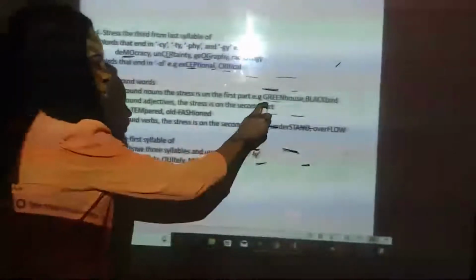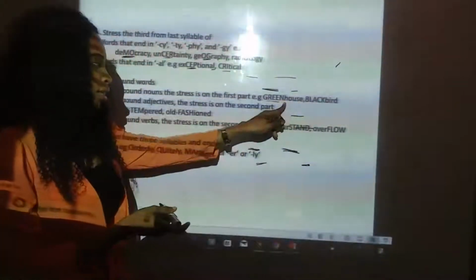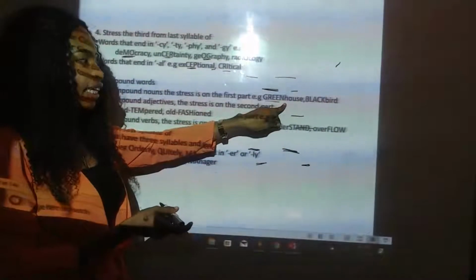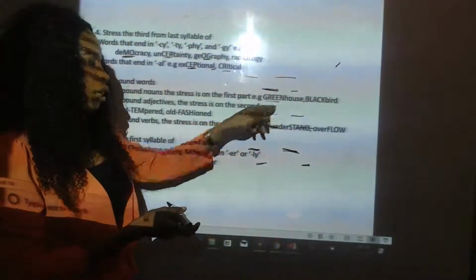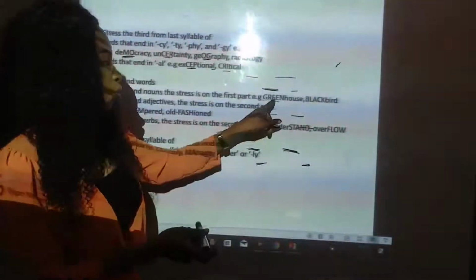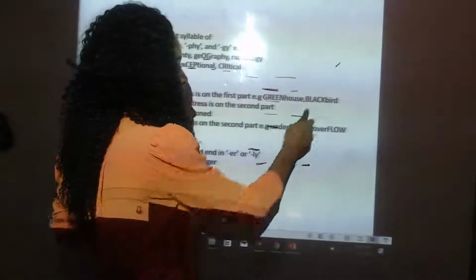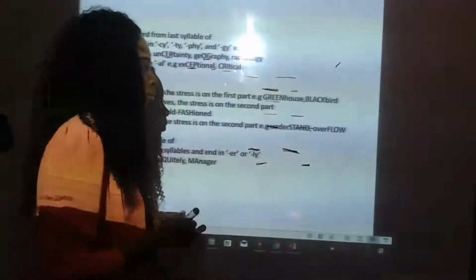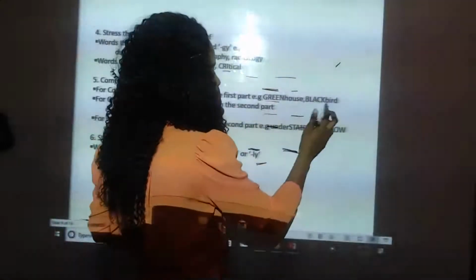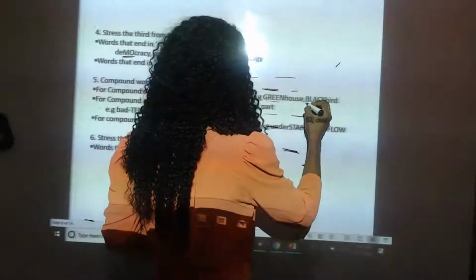For example, greenhouse. Green is the first syllable and it is modifying a noun, house. Therefore, you stress it. Blackbird. Black is a noun. Bird is a noun. And it is a compound word. Therefore, we stress the first syllable.